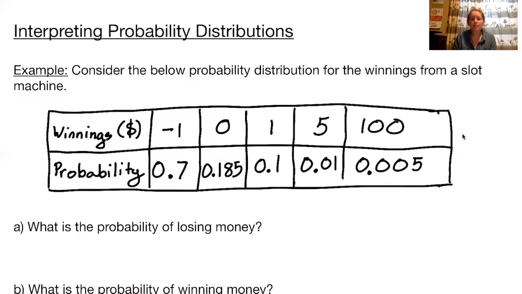First up, what is the probability of losing money? So we were looking at losing money. There was only one way that we lose money with this slot machine, which is if we come out with -$1. And then we want to know the probability. So the probability corresponding to that would be our 0.7. So the probability of losing money would be 0.7.